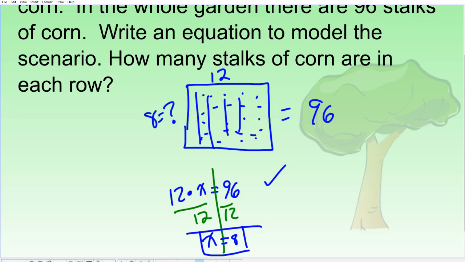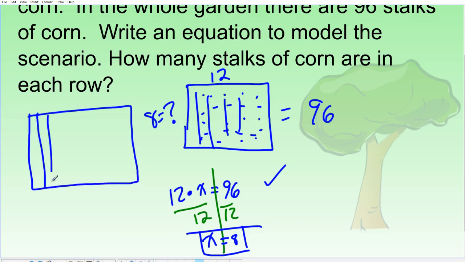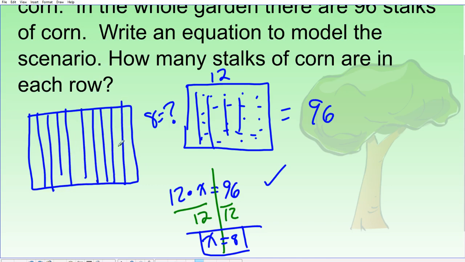You could probably also solve this using a better picture than what I did. If you drew this out nice and pretty and you made 12 across, 1, 2, 3, 4, 5, 6, 7, 8, 9, 10, 11, 12, you could actually start cutting this up to see how many stalks of corn he would need. So right now he'd have 12.